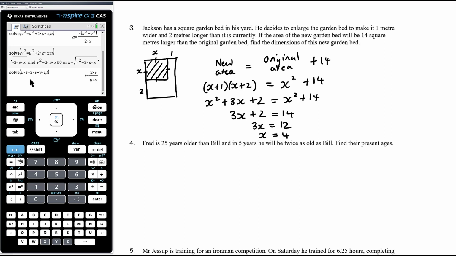Okay, so then let's answer the question. Find the dimensions of the new garden bed. The original garden was 4 metres by 4 metres. The new garden is 4 plus 1, so 5 metres, by 4 plus 2, which is 6 metres. And you can check that. The original garden was 4 by 4, which is 16 square metres. The new garden is 5 by 6, which is 30 square metres. 30 is 14 bigger than 16.